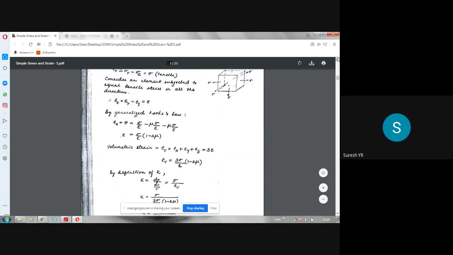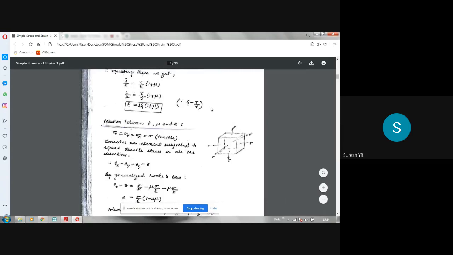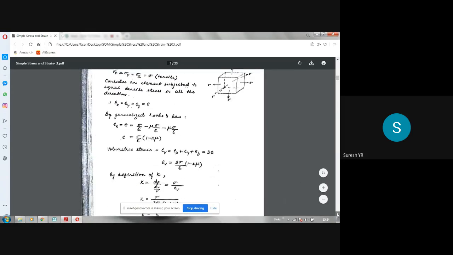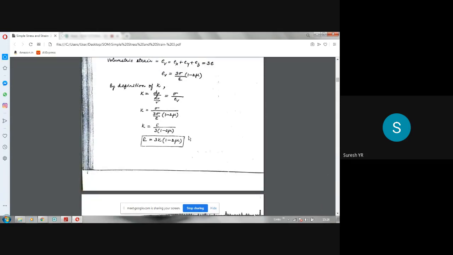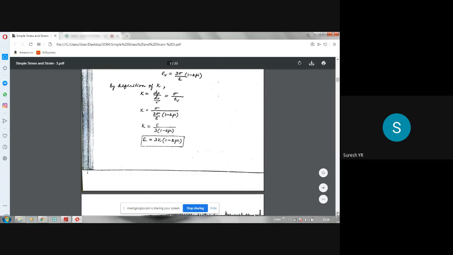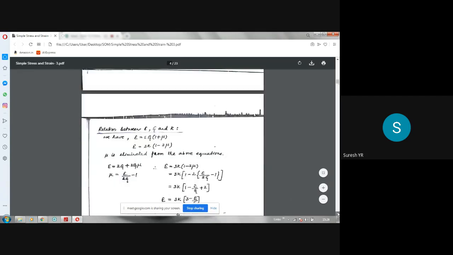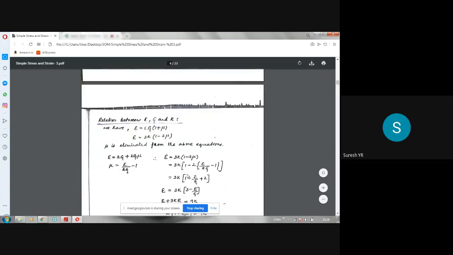Next, the last one is the relationship between E, G and K. We have derived two relations here. One is E is equal to 2G into 1 plus mu. Another one is E is equal to 3K into 1 minus 2 mu. We have to remember these relations because a problem may be given where we have to find these elastic constants. For that you should remember the formula. All the three formulas, all the three relationships you should remember.